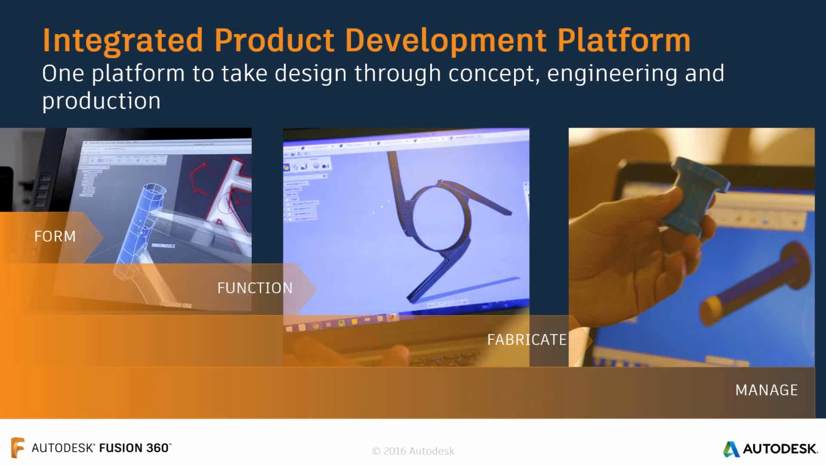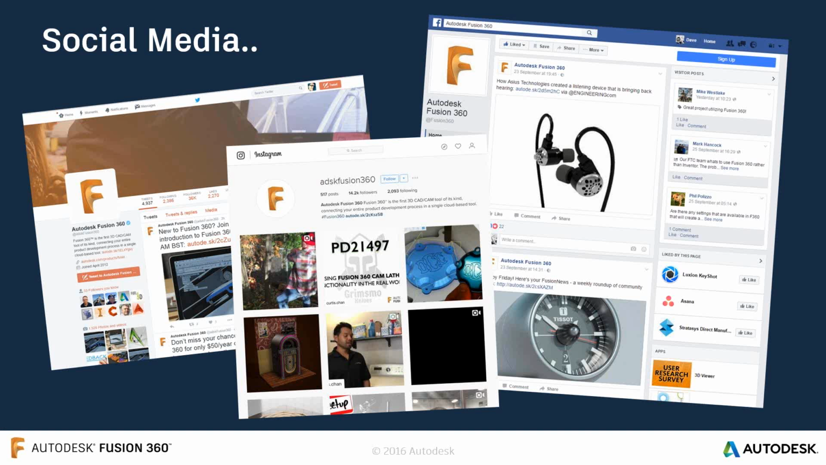So really, to start, an integrated product development platform. Basically what that means is one platform to go through different stages or different tasks within manufacturing and production and engineering. So if we look here, form, function and fabricate, so going through concepts, engineering and production, being able to have the tools inside of one box, if you like, to enable that to happen, rather than being segmented and going out to different products.